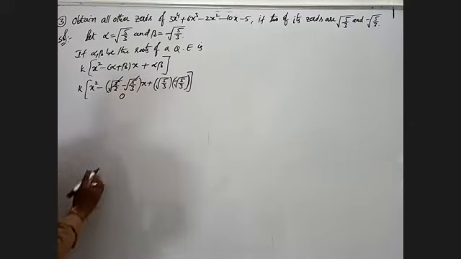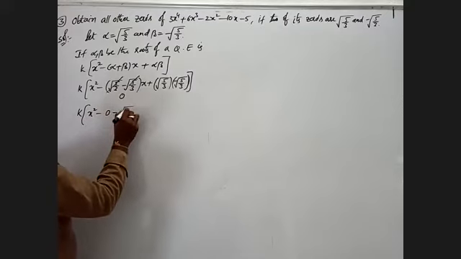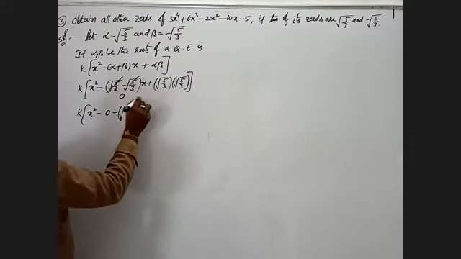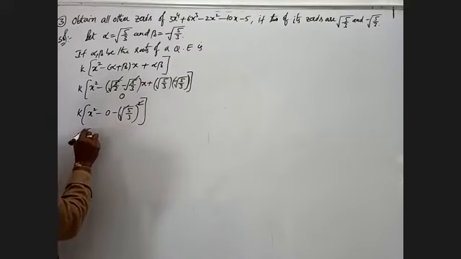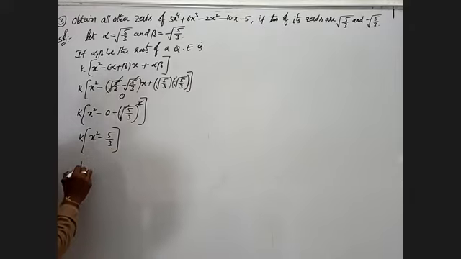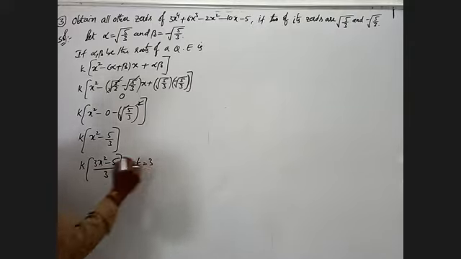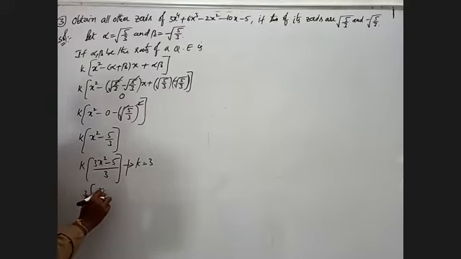This value is 0, and 0 into any value is 0. Remaining we write x square, and 0 into x is 0. The plus into minus gives minus 5 by 3, whole square, and the square root will be cancelled. Remaining we write k into x square minus 5 by 3. Using cross multiplication, we take k into 3x square minus 5 by the denominator 3. I take k equal to 3, that is 3 into 3x square minus 5 by 3. The 3 and 3 will be cancelled, remaining 3x square minus 5.